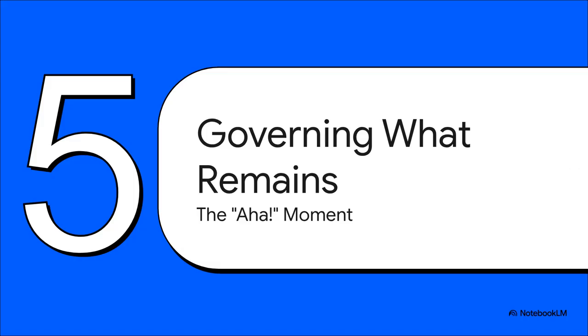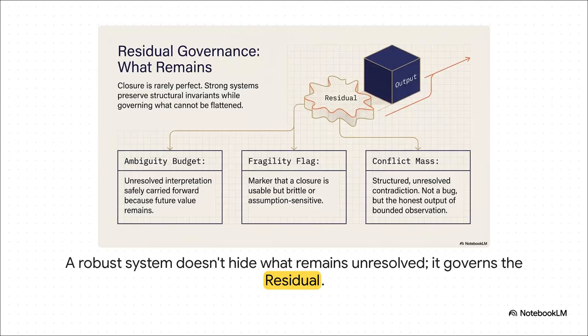Now we get to what might be the most powerful, most transformative idea in this whole framework. It's all about how we deal with errors, with uncertainty. This is the big aha moment, where we stop seeing them as bugs or failures and start treating them as structured, valuable pieces of information. Look, strong systems understand that closure is rarely perfect. When an output is produced, there's almost always a residual left over, the bits and pieces that couldn't be fully resolved or flattened out. Instead of just ignoring this or hiding it, a robust system governs it, treating it as a first-class output in its own right.